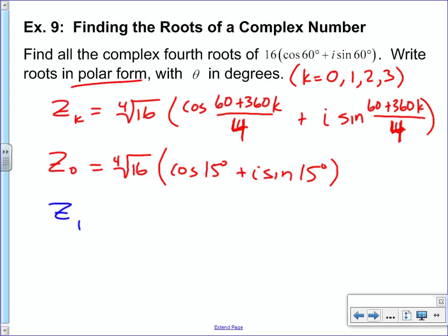So the next k is 1. So it's the fourth root of 16, 60 plus 360 divided by 4.